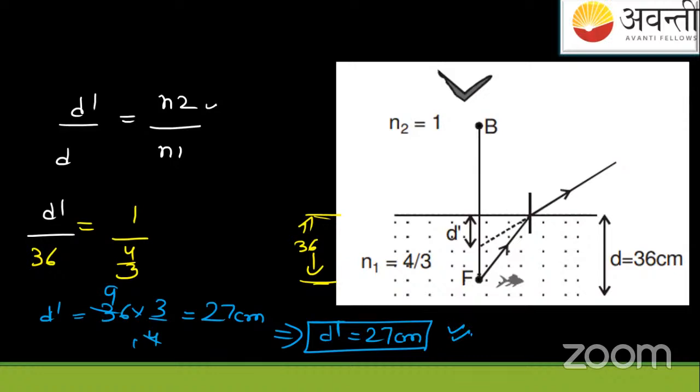Got this thing? D dash value is equal to what? It is equal to 27 centimeters. Okay? Which is a less value. So one more thing, less than D. Clear?